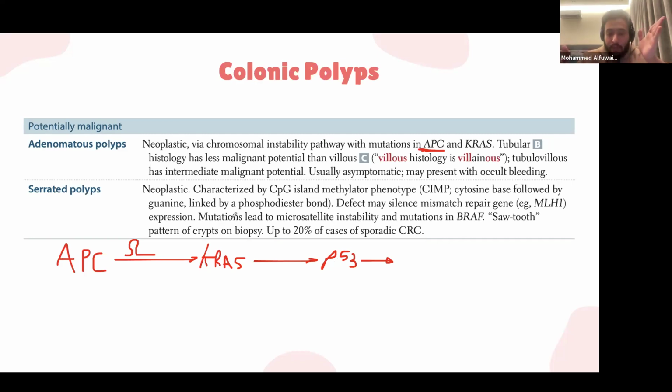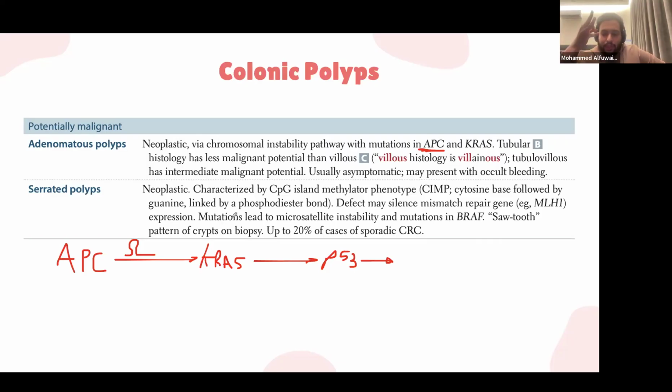Now, these polyps can form sporadically, on their own, and later on can develop into a cancer. Or it could be involved in a syndrome. What is that syndrome? If you have many of these adenomatous polyps, FAP, familial adenomatous polyposis. So you have these two. The structure of these adenomatous polyps is very important.